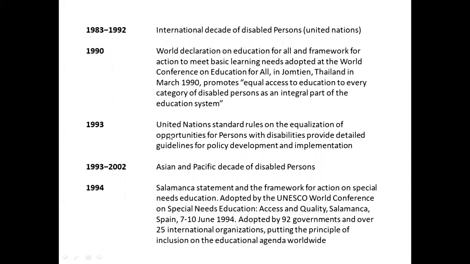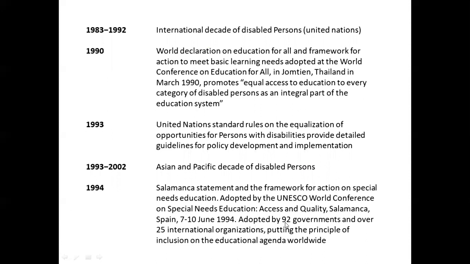In 1993, United Nations Standard Rules on the Equalization of Opportunities for Persons with Disabilities provide detailed guidelines for policy development and implementation. From 1993 to 2002 is declared as Asian and Pacific Decade of Disabled Persons. In 1994, Salamanca Statement and the Framework for Action on Special Needs Education, adopted by the UNESCO World Conference on Special Needs Education, Access and Equality, Salamanca, Spain, 7 to 10 June 1994.